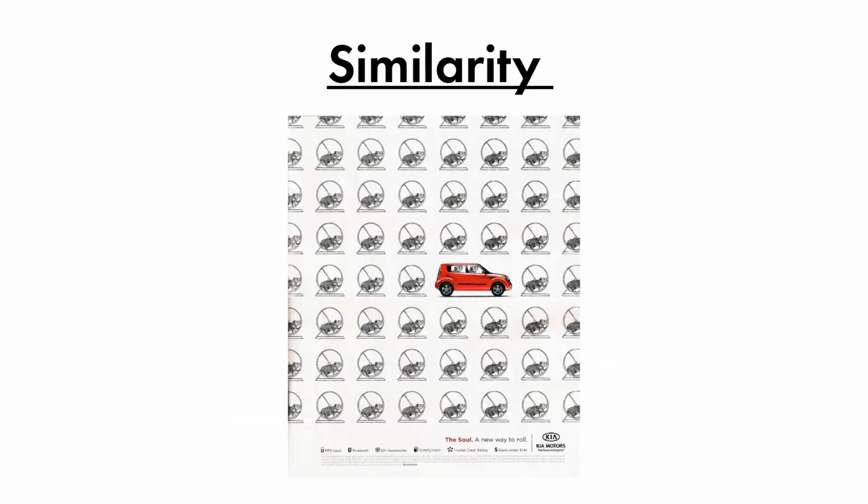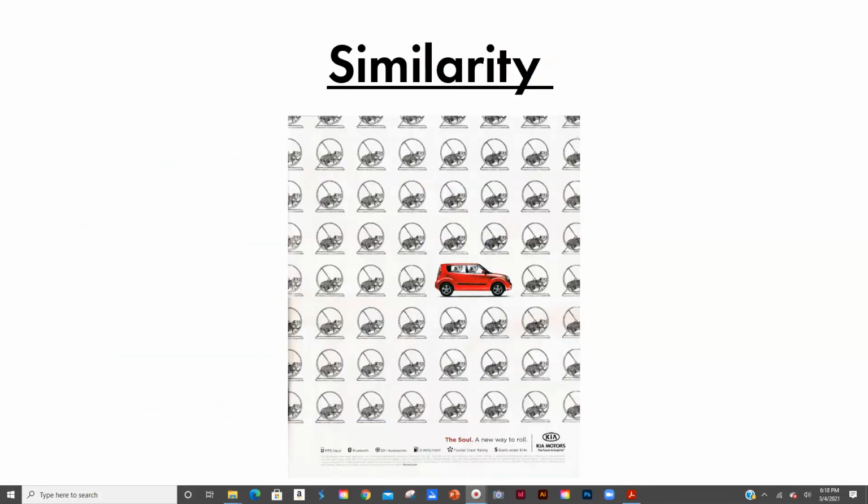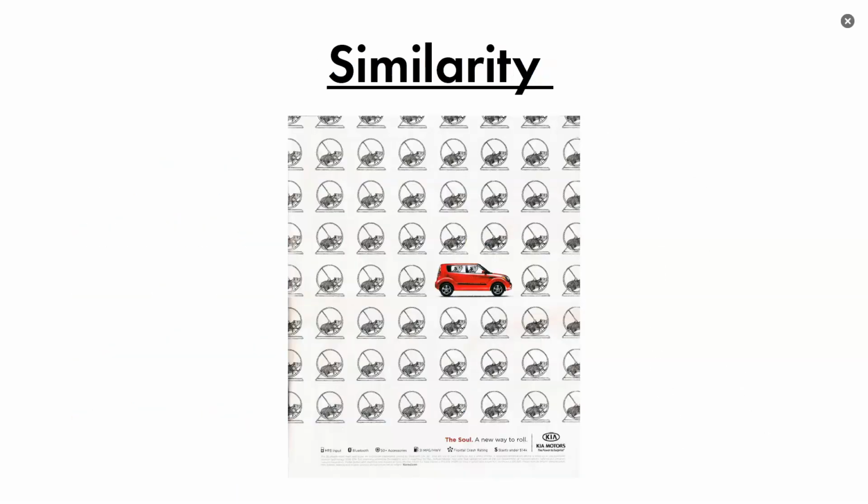This principle can be used to create visual thinking. What I mean by that is we see the hamster wheels in this example. They are all similar, but right there on the right-hand side of the advertisement is a Kia. The Kia appears to stand out precisely because it is not similar to the other content around it.